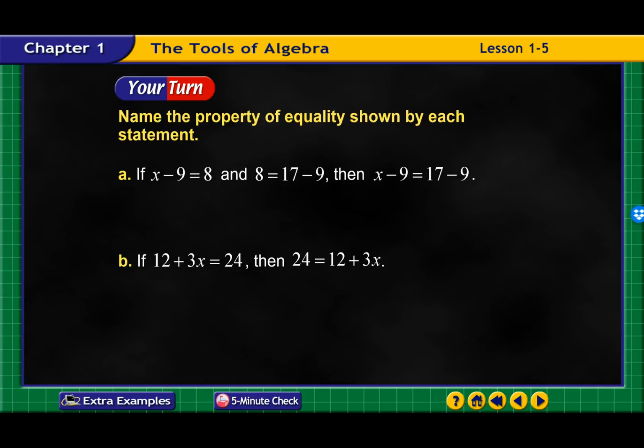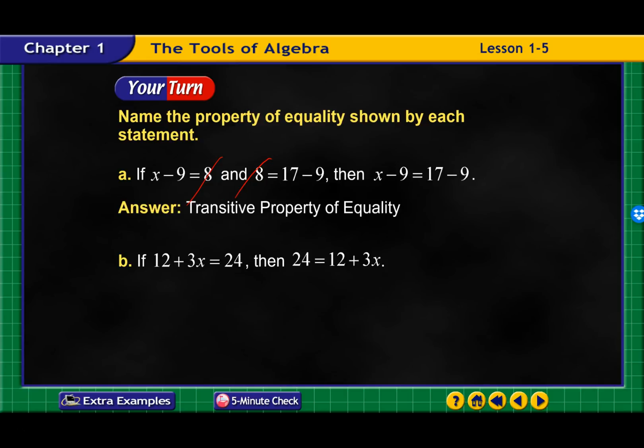All right, state the property of equality shown by each statement. Go. All right, look at this one here. So you have x minus 9 equals 8, 8 equals 17 minus 9. Therefore, x minus 9 equals 17 minus 9. Okay, this looks like another one. Cut out the middleman because they both have 8, so that's going to be the transitive property of equality.